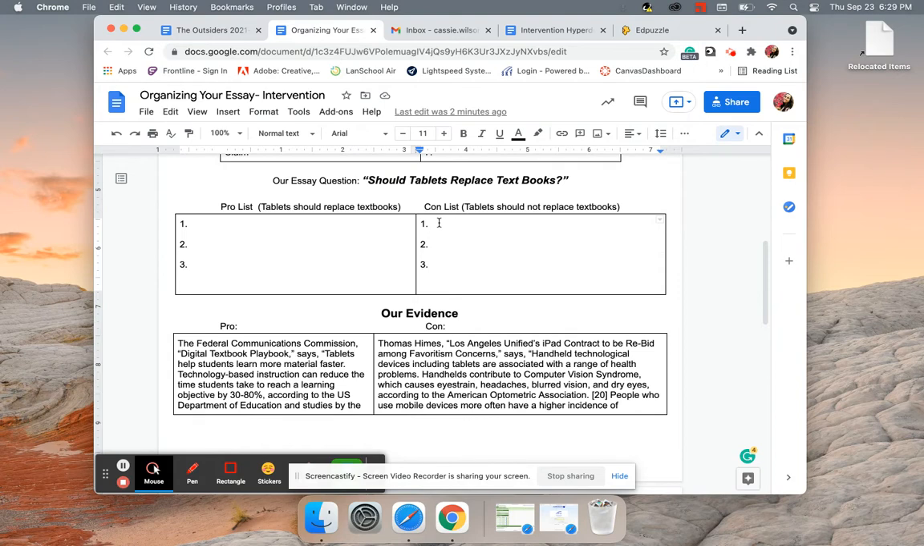So some things to consider just to get the brain going. Some things to consider with tablets and textbooks might be weight or availability. So just think about some other things that might make it easier for schools to have tablets rather than textbooks, and what might make it harder. So go ahead and pause the video and fill out the 3 pros and the 3 cons.